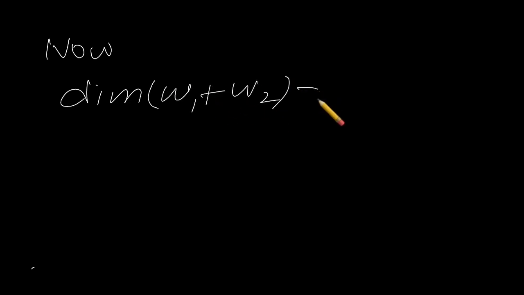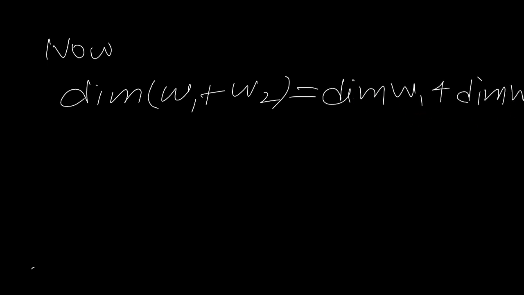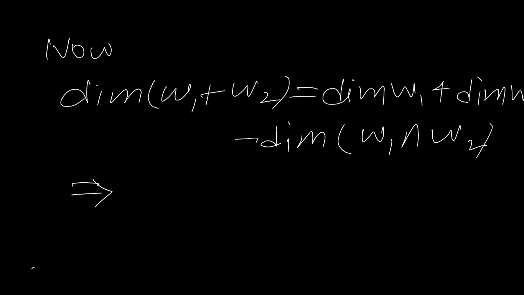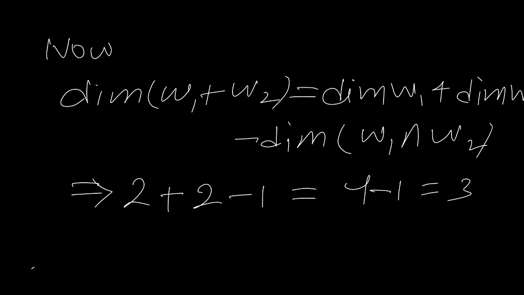The dimension of W1 plus W2 equals the dimension of W1 plus the dimension of W2 minus the dimension of W1 intersection W2. Then you can find the dimension of W1 plus W2, which is given like that: 2 plus 2 minus 1, which is 4 minus 1, it's 3. Then the right answer of this question should be 3.